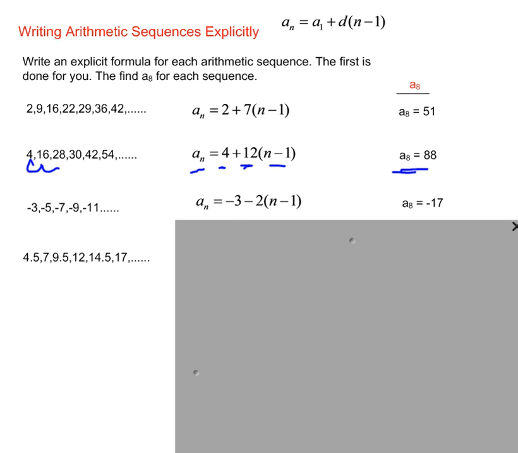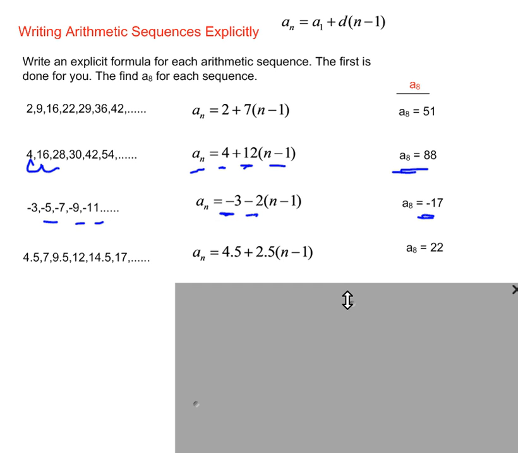For the next one, a sub n is equal to negative 3 minus 2 times n minus 1, because we can see this is actually going down by 2 each time. Plug in 8, and we get a sub 8 is equal to negative 17.